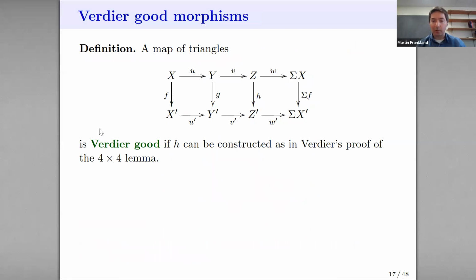And there's a related notion, going back to Verdi's proof of this 4x4 lemma. If you look at his proof, it uses a specific construction to build a 4x4 diagram. And we will call a map Verdi good if it is constructed as in Verdi's proof of the 4x4 lemma. Now, that's not a complete definition if I don't tell you how that goes. So what was Verdi's proof?